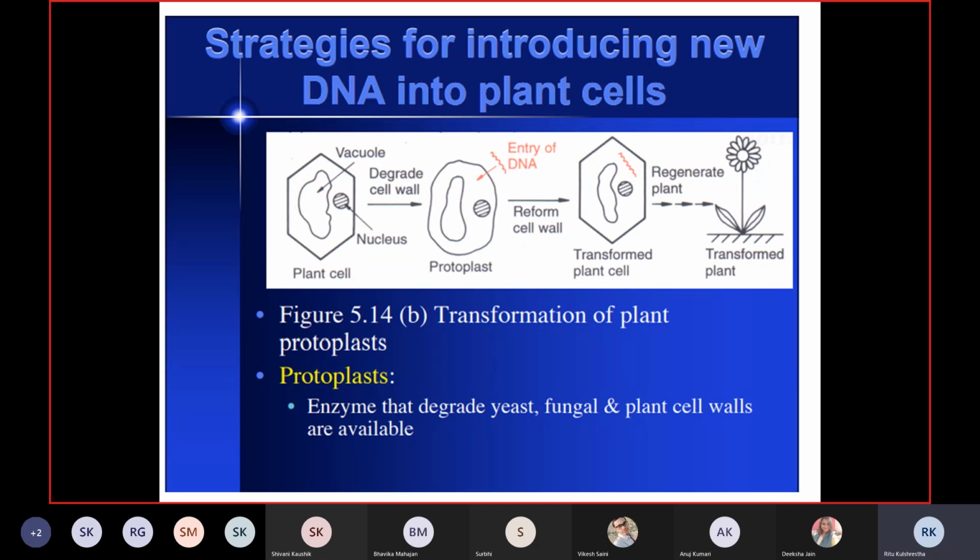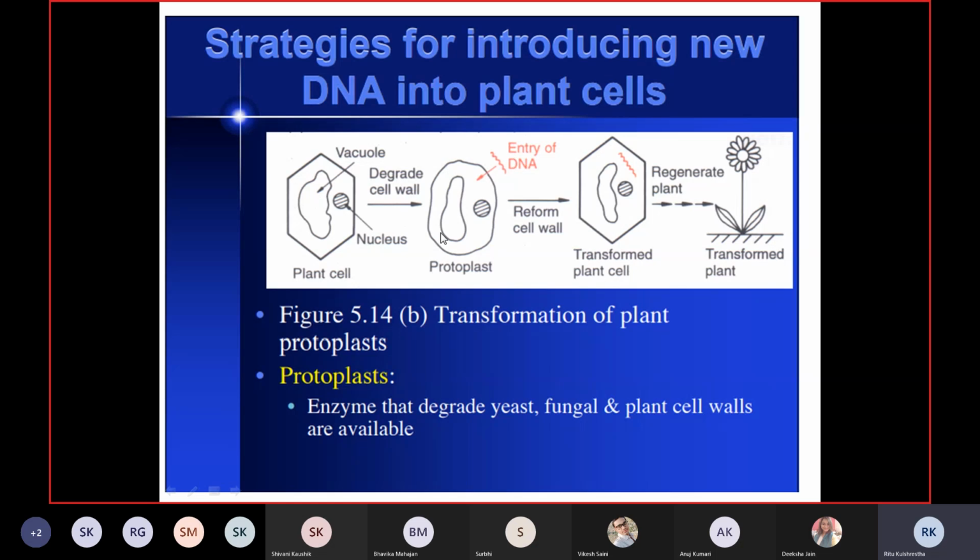Alternatively, there are other methods also. Some people are making nanoparticles. Then there is liposome, that is lipid mediated entry of DNA into the protoplast. Then a silica based method for entry of DNA into protoplast. So there are various ways by which you can promote the entry of DNA into the protoplast. Many of these are being used in various labs.